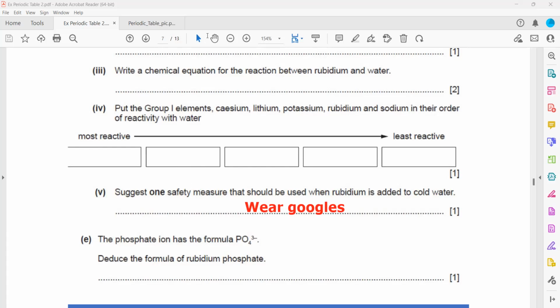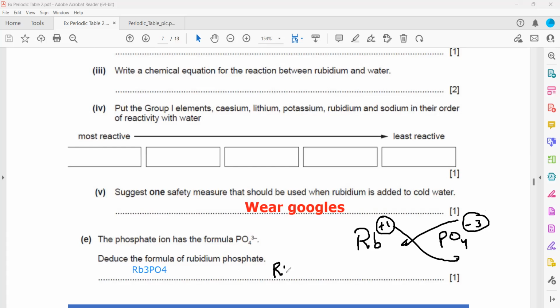Phosphate ion is PO4 with a charge of -3. We have to deduce the formula of rubidium phosphate. So rubidium is Rb and phosphate is PO4. Rubidium is +1 and phosphate is -3. So rubidium and phosphate have different valency. We cross multiply, 3 with rubidium and 1 with phosphate. So rubidium phosphate will be Rb3PO4.